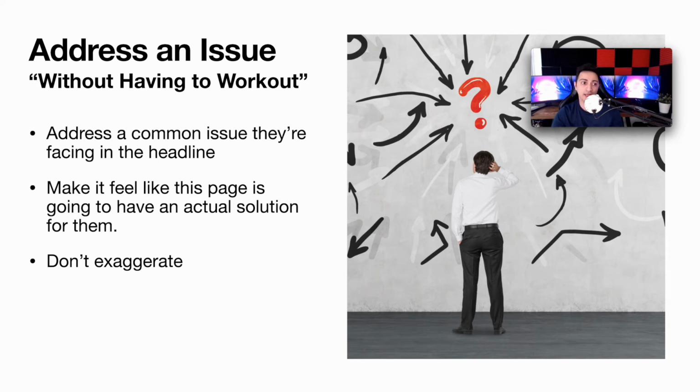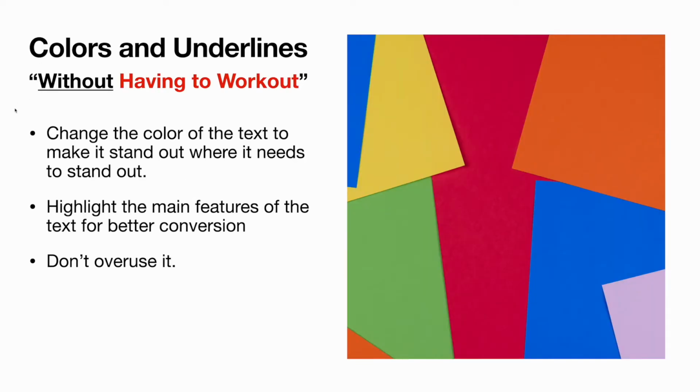So that's that. And the next one is using colors in headlines, underlines, like "without having to work out". You want to use colors where possible, but don't overuse them because it just makes the page too ugly. Change the color of the text to make it stand out where it needs to stand out, like important points. Highlight the main features of the text for better conversion.